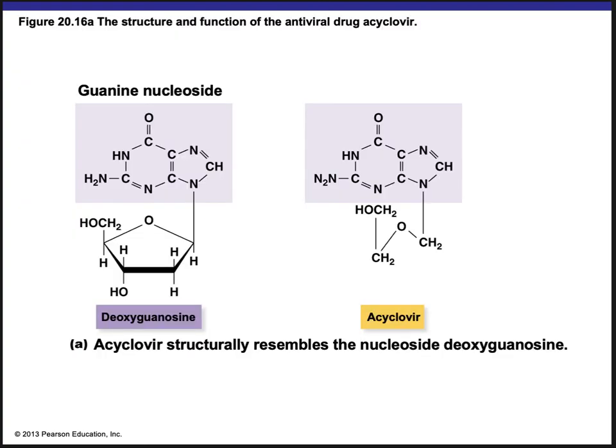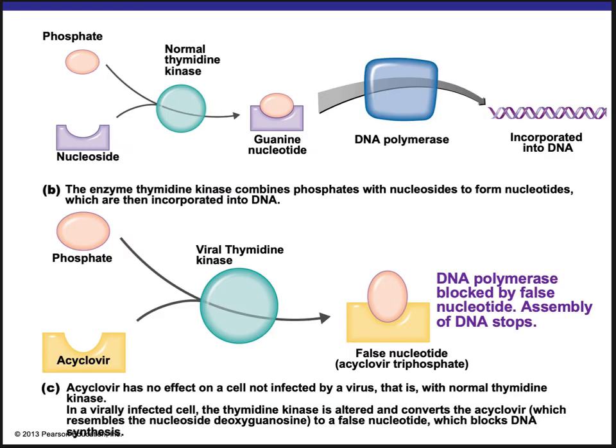All right. And so this shows you how it's very similar. It has the same kind of core structure as the deoxyguanosine, which is the guanine nucleoside. And so it can get utilized instead. But it'll actually stop the synthesis because it won't allow you to add on the next nucleoside. So it halts. So we have an image of that here.